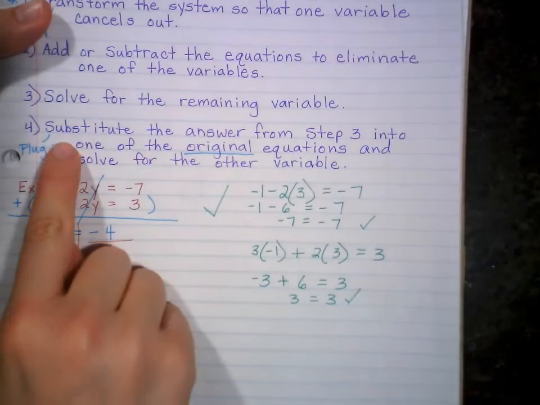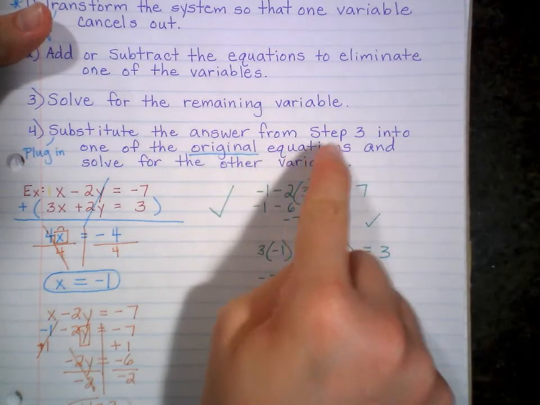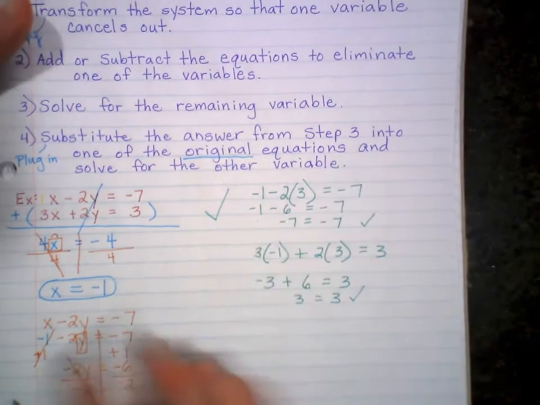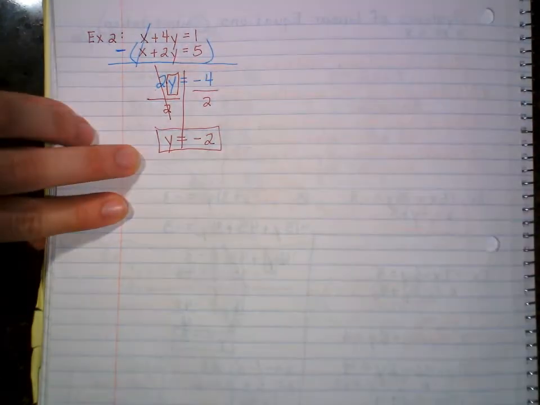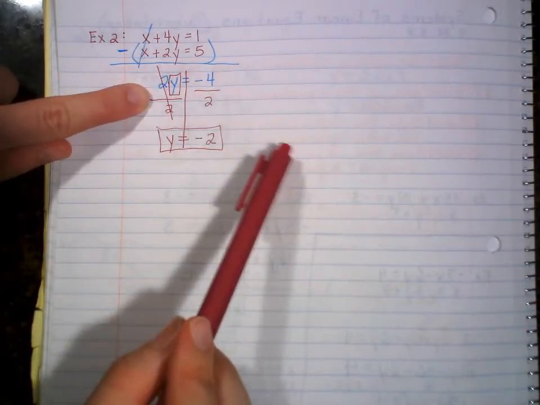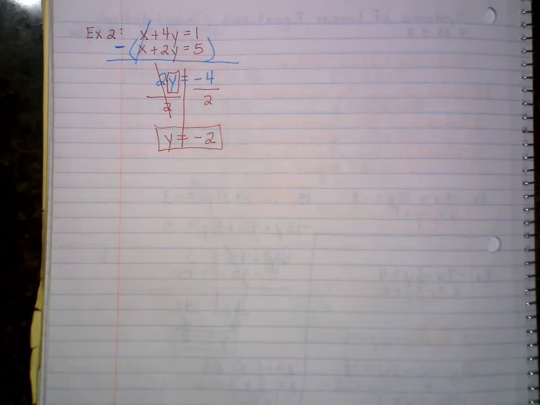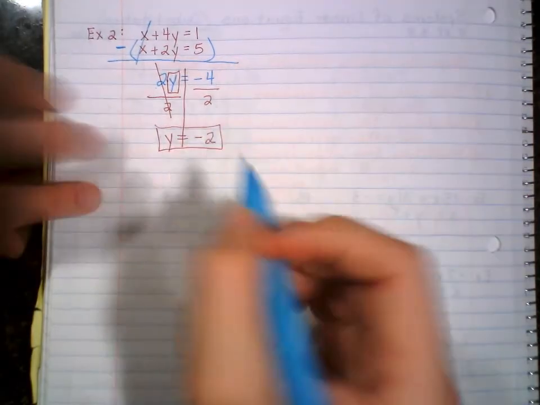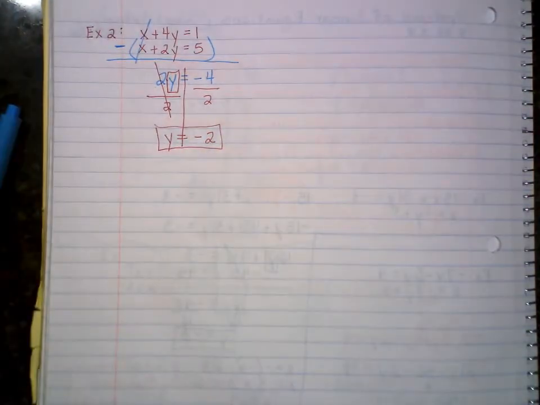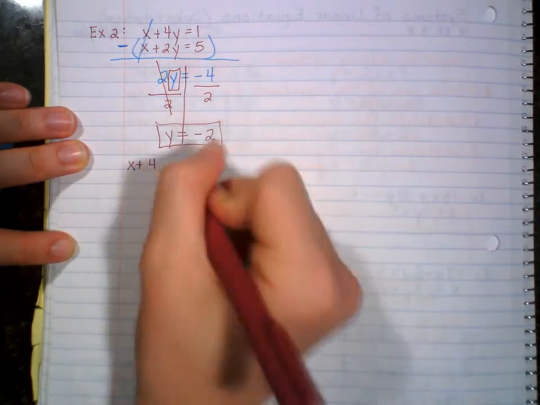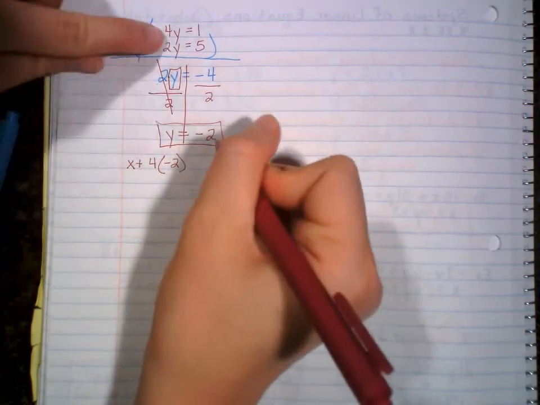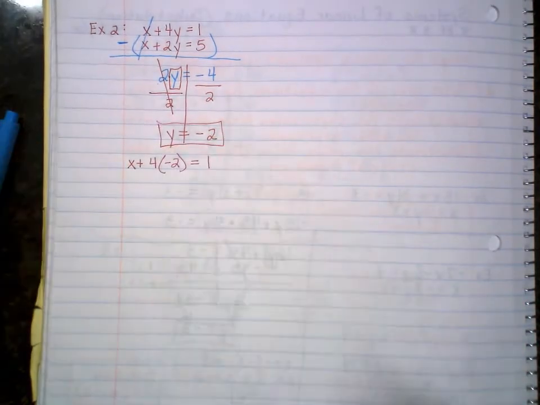Okay, the last step, substitute. Plug in the answer from step 3 into one of the original equations and solve for the other variable. So we need to plug in negative 2 into one of the equations and solve for the variable. Don't plug it into this equation right here, because if you made a mistake, then you're just going to make more mistakes. So plug it into one of the original 2 equations and solve for x. It doesn't matter which equation you pick. I'm just going to pick the first one. Why not? So x plus 4 times y, so 4 times negative 2, since y is negative 2, equals 1.